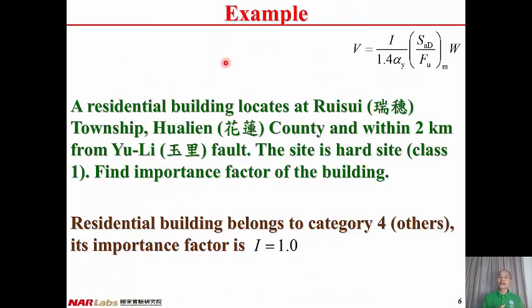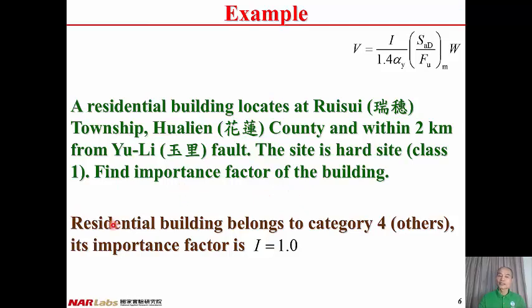And here's an example. A residential building located at Ruishui Township, Hualien County, and within 2 kilometers from Yuli Fault. The site is hard site. And in this question, we are going to find the importance factor of the building.